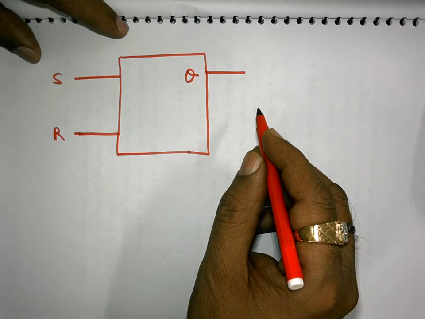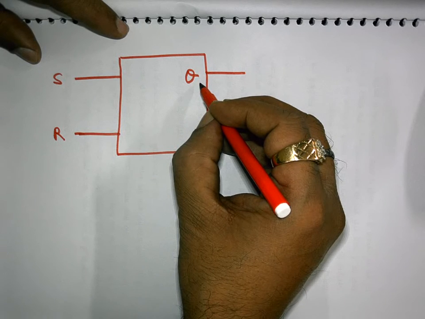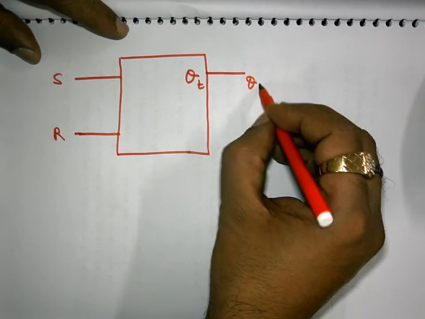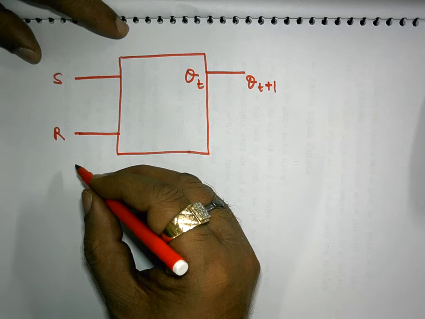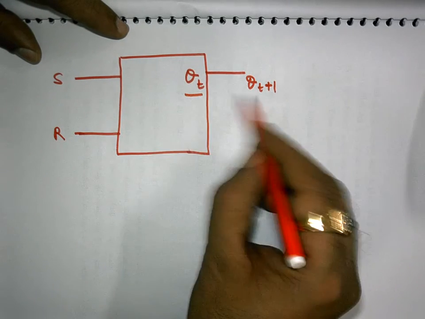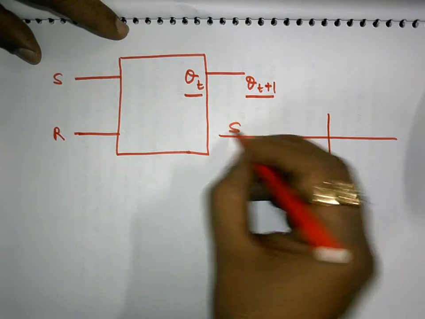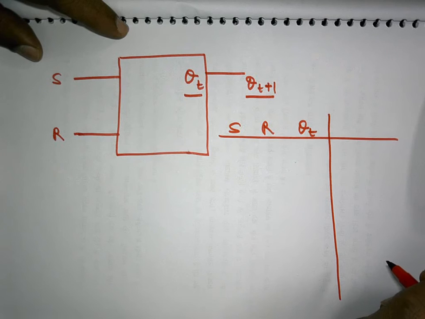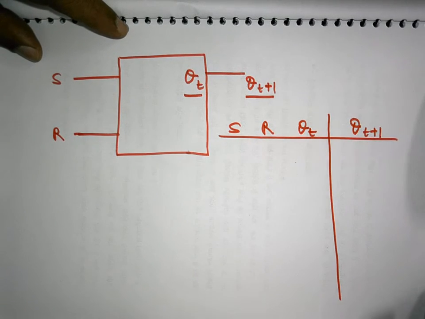If I say this present output is equal to Qt, then the output that becomes after the application of the input and after the application of this present output to the input is known as the next state. This is the present state, this is the next state. So how many inputs are there in this circuit? If you look thoroughly, there are 3 inputs, S, R and Qt. We take 3 inputs, S, R and Qt, and the output we get is Qt plus 1.